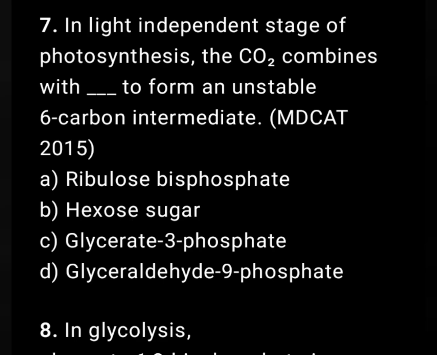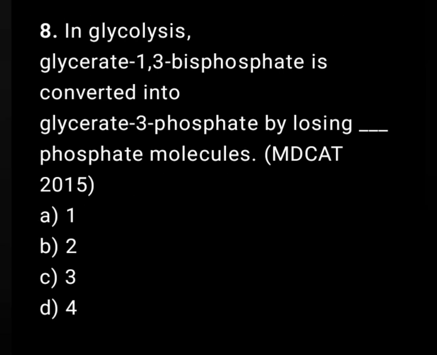7. In light-independent stage of photosynthesis, the CO2 combines with to form an unstable 6-carbon intermediate. MDCAT 2015. A. Ribulose bisphosphate. B. Hexose sugar. C. Glycerate 3-phosphate. D. Glyceraldehyde 3-phosphate. 8. In glycolysis, glycerate 1,3-bisphosphate is converted into glycerate 3-phosphate by losing phosphate molecules. MDCAT 2015. A. 1. B. 2. C. 3. D. 4.